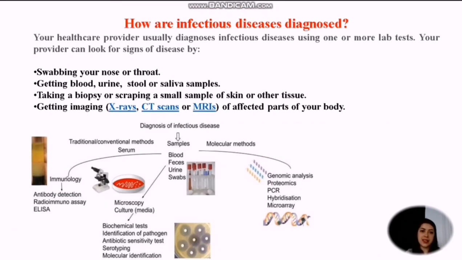How are infectious diseases diagnosed? First of all, doctors should test and examine the patient. How can we do an examination of the patient? For example, by swabbing the patient's nose or throat, getting blood, urine, stool or saliva samples, taking a biopsy or scraping a small sample of skin or other tissue. And by the examination of some parts of the body by x-rays, CT, and other instruments.